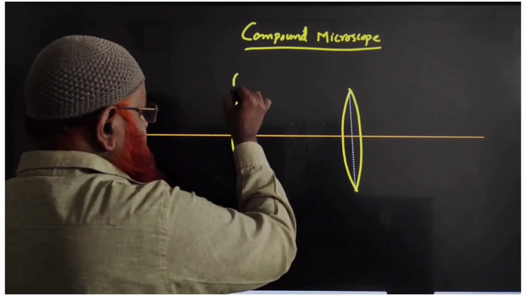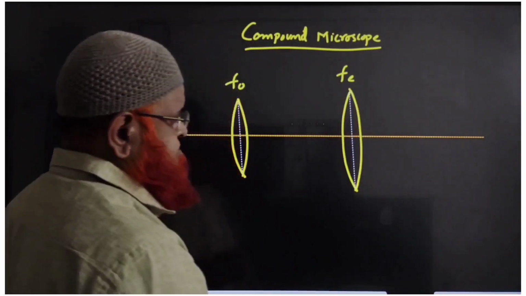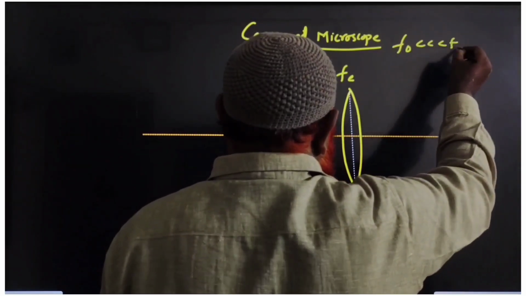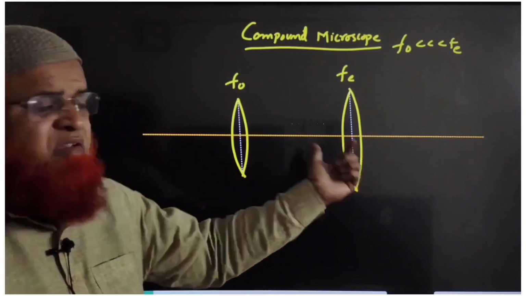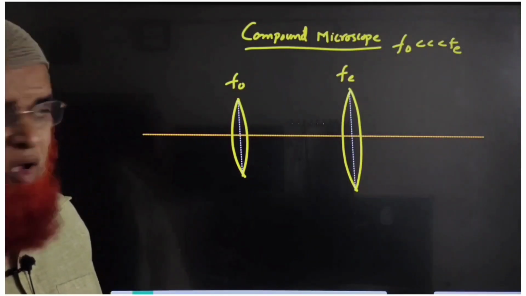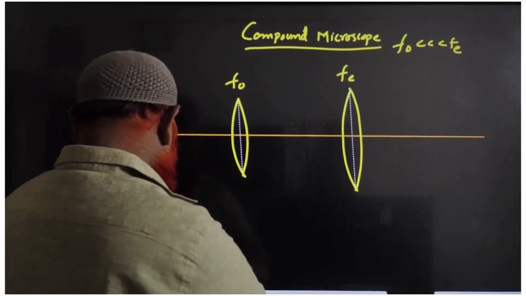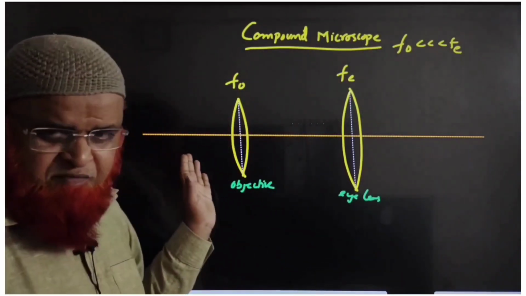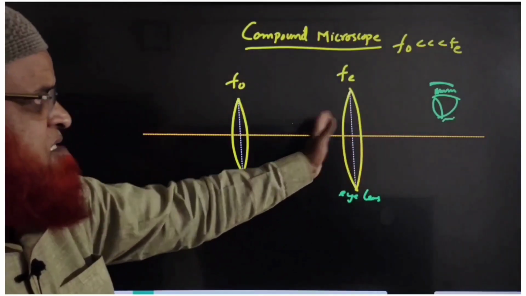This is the focal length of an objective, and this is the eye lens, whose focal length is FE. One thing you should remember is that the focal length of the objective is much less than the focal length of the eye lens. It has a very small focal length, and the eye lens has a very large focal length. Why is it so? That depends upon the objects you are seeing. This is said to be the objective because it is kept towards the object side. The eye lens is so called because you are seeing from that side.